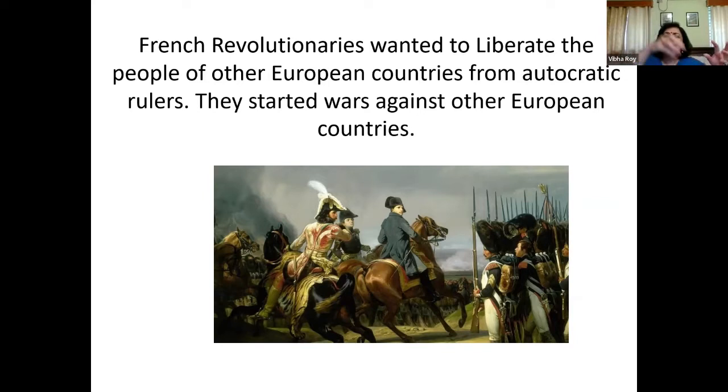A king may be ruling some areas of France, some areas of Italy, some areas of Germany. So it was based on the king. It was not based on the nation, a language or culture or anything. So the concept, the idea of nation states was very, very different. For the first time, they brought that idea. French revolutionaries wanted to liberate the people of other European countries from autocratic rulers. The rulers were conquering different areas and ruling them, so the revolutionaries wanted to liberate them, and they started wars against other European countries for that reason.